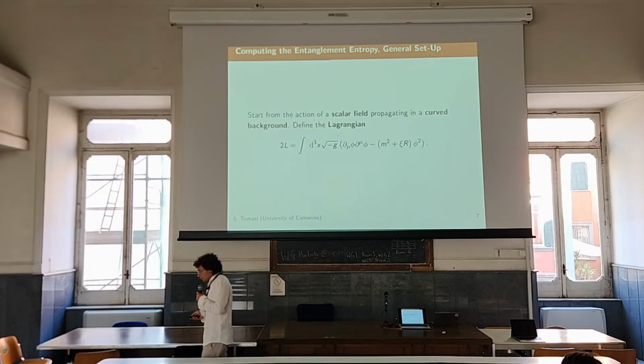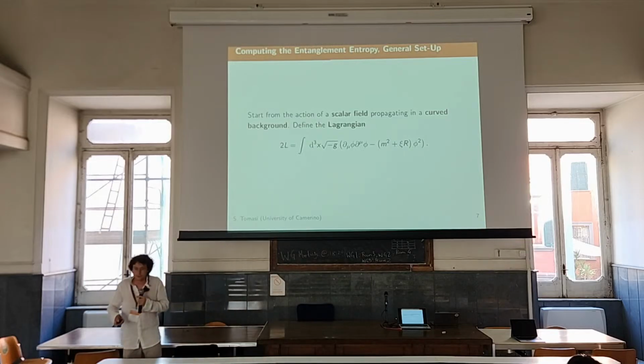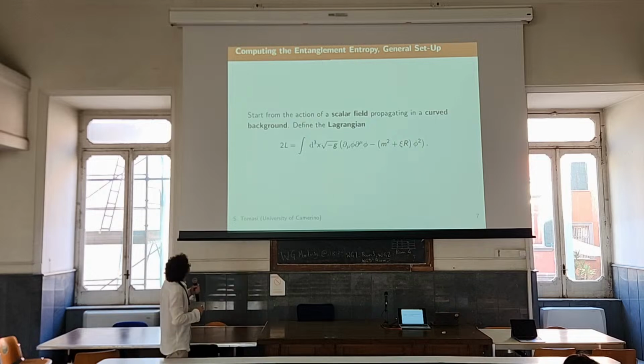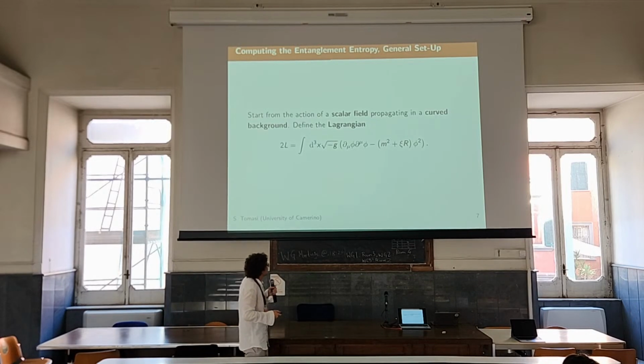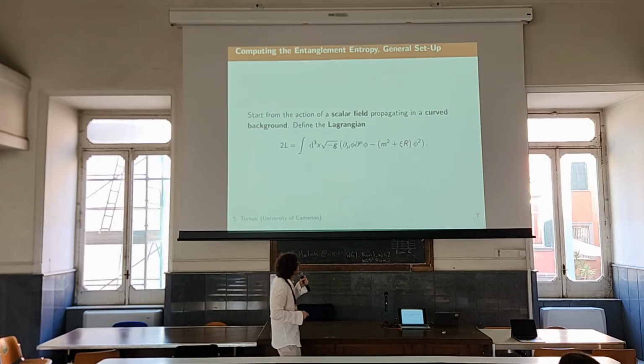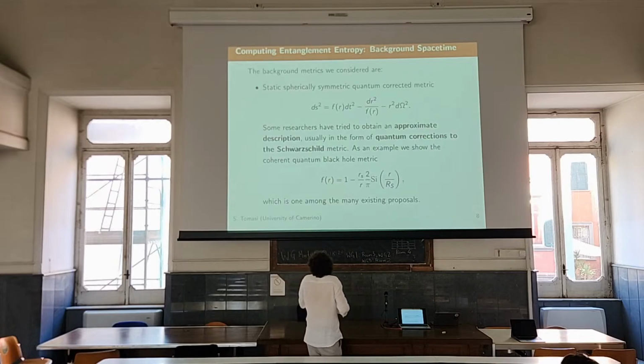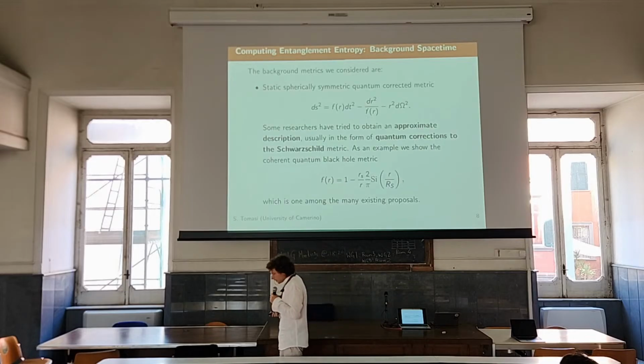Okay, so how did we actually compute the entanglement entropy? We start from the action of a scalar field theory propagating in curved spacetime, and then we define the Lagrangian. So here we have the general metric, which we left unspecified, and we also considered a non-minimal coupling, which will be important in one of the cases we consider. Okay, so now we have to specify this background.